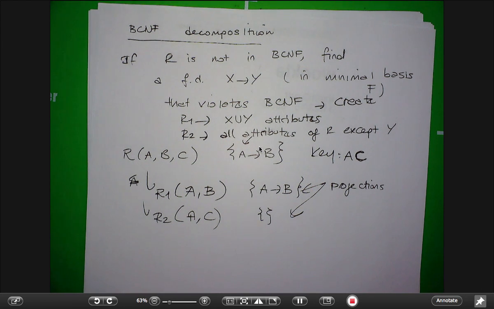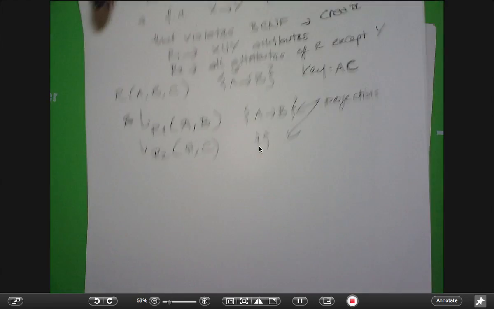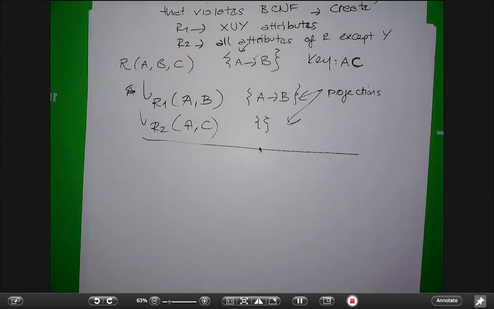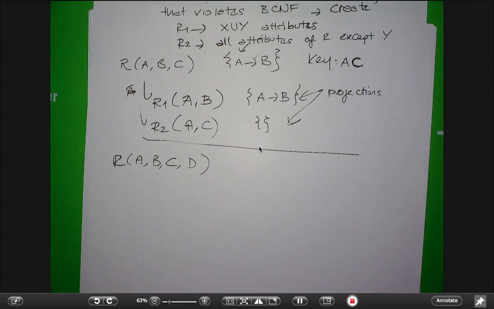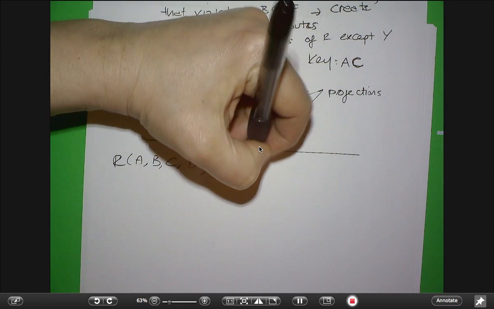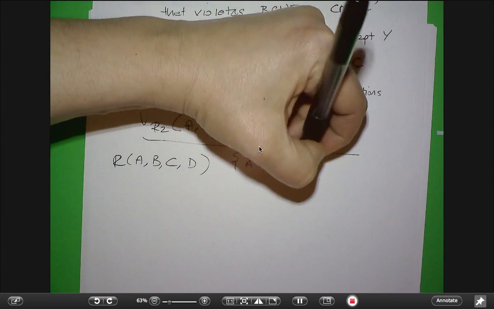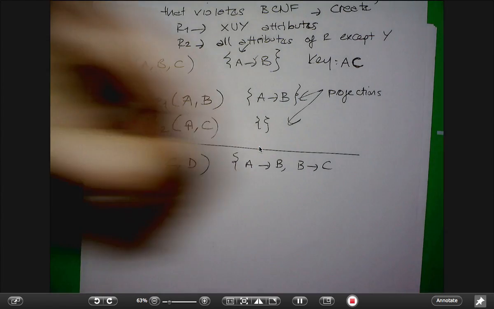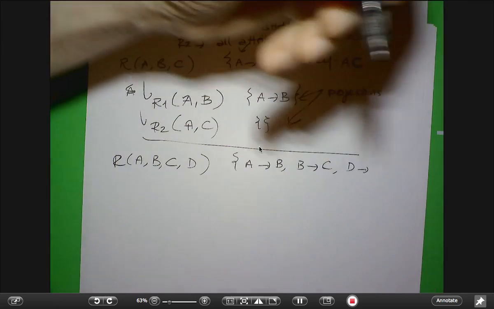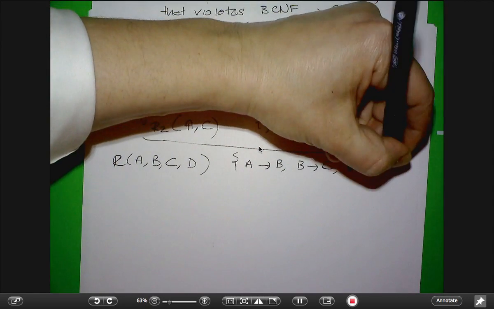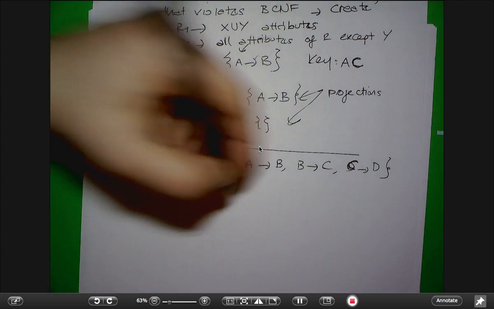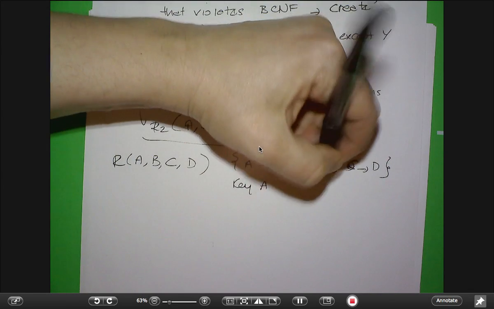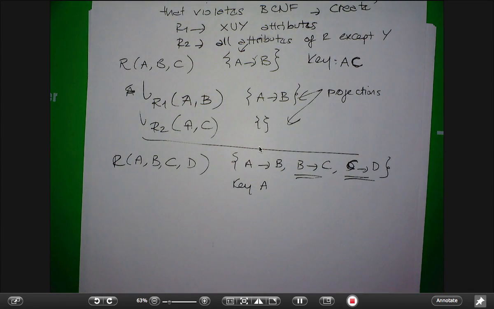Okay, let's do one more. So I have R with A, B, C, and D. This is really a horrible data model. I don't know what you were thinking, but we'll do that. Something like this. So the key for this is A, right? So key is A. That means both of these violate Boyce Codd normal form.